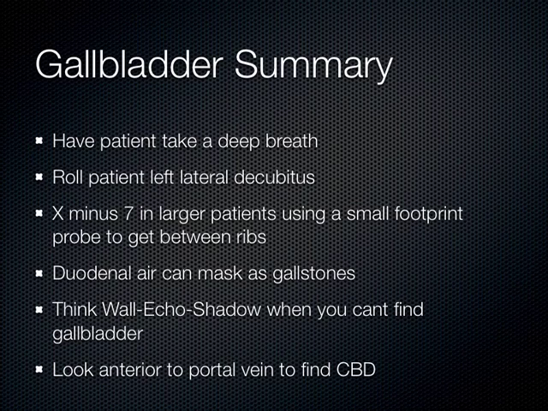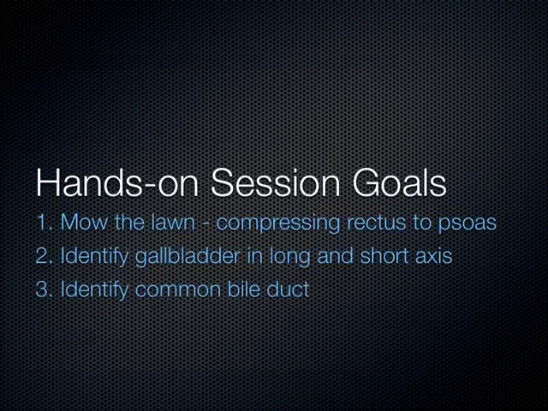You're going to roll the patient left lateral decubitus, and sometimes you get that duodenum to fall out of the way. In larger patients, in order to get between the ribs, if you were using a large curvilinear footprint, now you want to switch to a small footprint like a microconvex, or in the case of the probes you guys have, that P21 is perfect for getting between the ribs. Duodenal air can sometimes look like gallstones, and when you can't find the gallbladder, start to wonder about a contracted gallbladder around a stone or the wall echo shadow sign. And whenever you're looking for the common bile duct, look anterior to the portal vein, and you should get lucky.